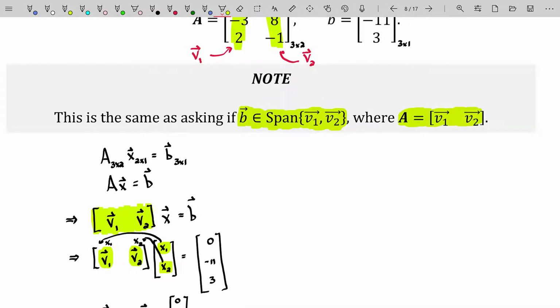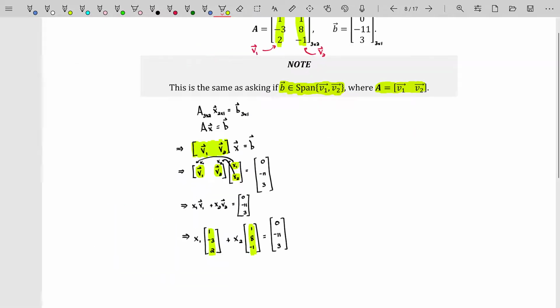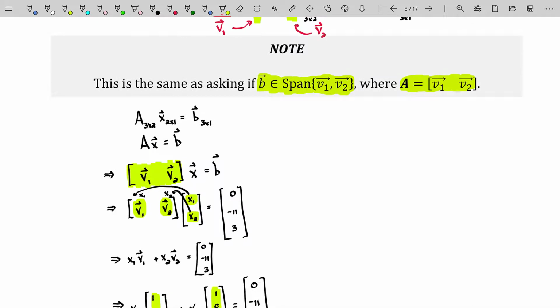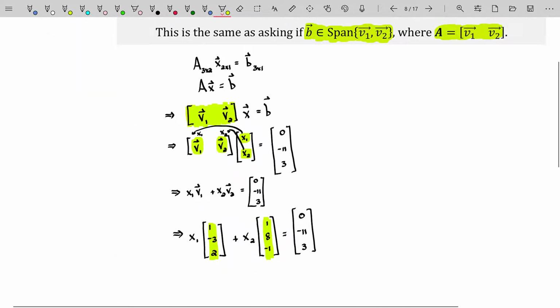Remember, the span of a bunch of vectors, in this case these 2 vectors, is just the space of all linear combinations of those 2 vectors. So since B is a linear combination of those 2 vectors, at least that's what we're saying it's going to be, then B must be in the span of those 2 vectors. It's generated by those 2 vectors.